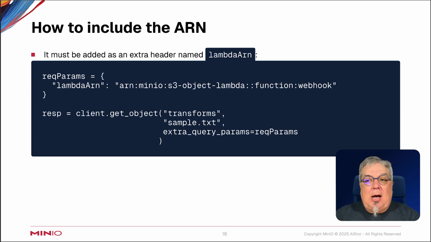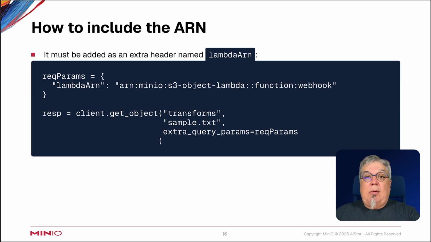So here is a little bit of Python code. You can do this in any programming language, any language that can speak HTTP and can put an extra header in the call. This is all you have to do. So request parameters, Lambda ARN, the ARN for MinIO. And then when I do my client get object, I'm requesting from the transforms bucket. I am requesting the sample text object, and I am handing in this extra request parameter Lambda ARN.